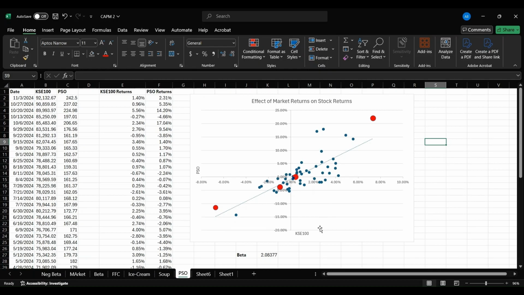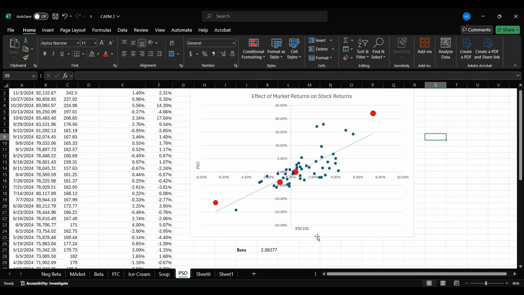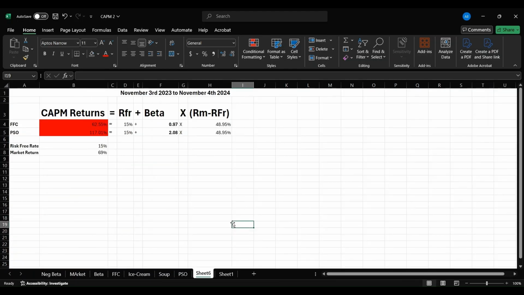If we consider the stock of PSO, we get a beta of 2.08. This means that it is twice as risky as the market. So if the market goes up by 1%, PSO will go up by 2%. Finally, to tie it all up, we use the CAPM to find the required return of FFC, or the expected return.